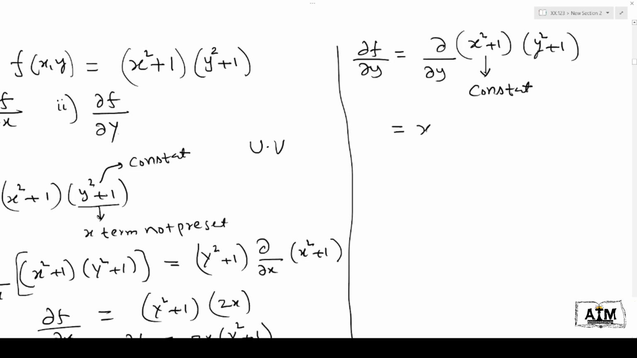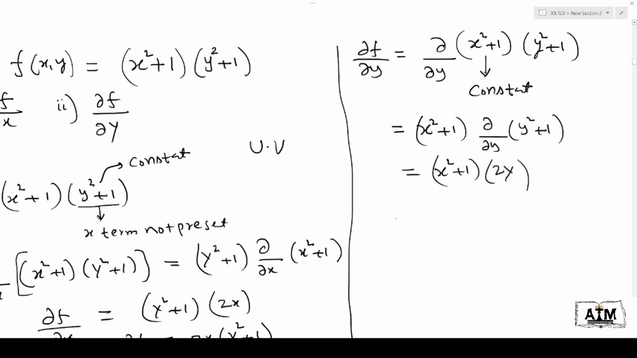So taking first bracket out of operation, then partial derivative of second bracket, that is y square plus 1 with respect to y, equals x square plus 1, and derivative of y square is 2y and derivative of 1 is 0. Therefore, partial derivative of f with respect to y equals 2y multiplied by x square plus 1.